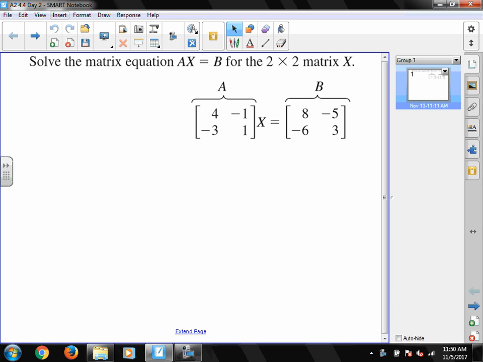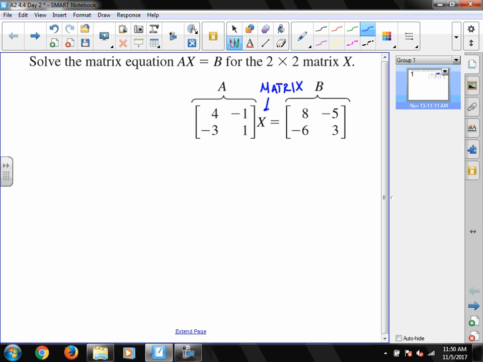The way that we're going to do that is we're going to use the inverse. Our equation is A times X equal to B. Side note, since we're dealing with matrices, this X must also be a matrix. It's the same idea as solving regular equations.